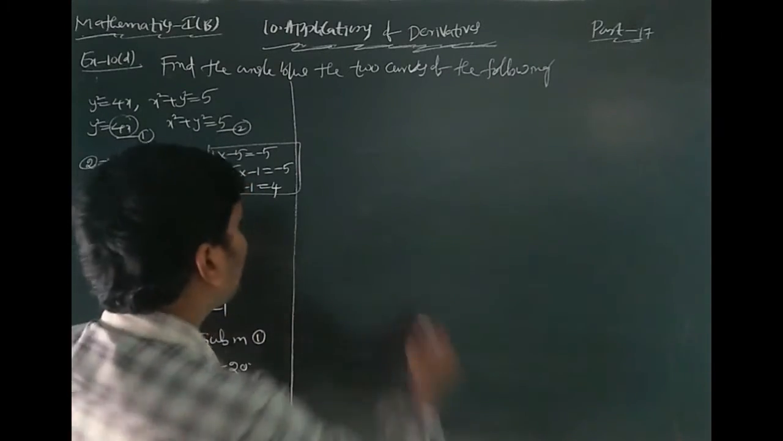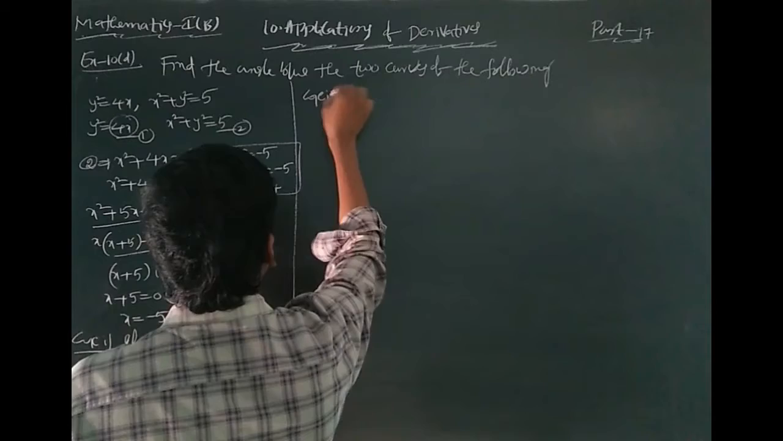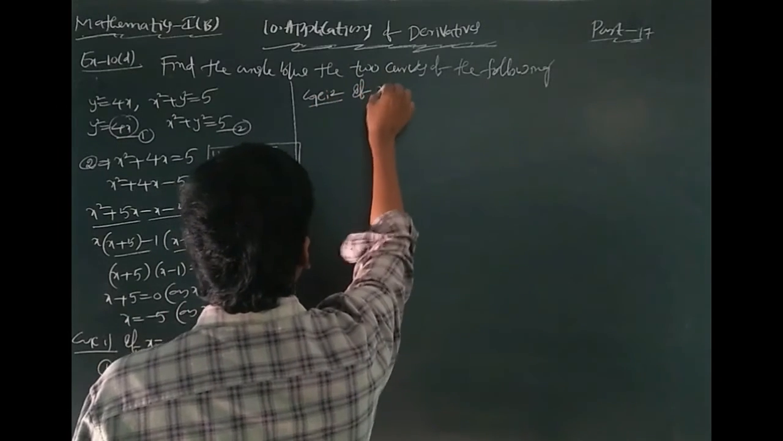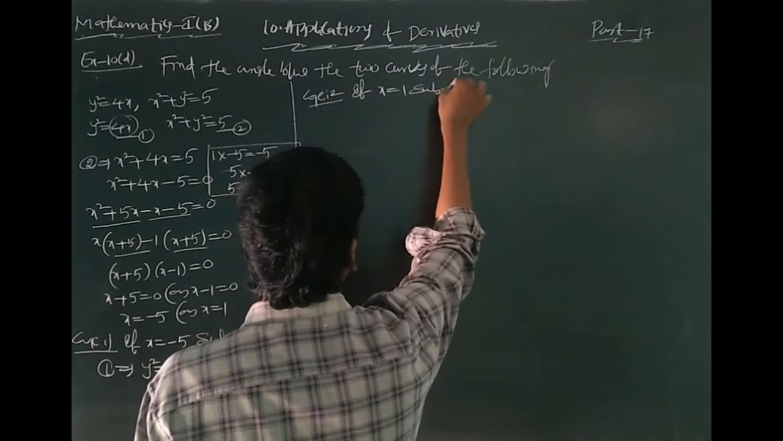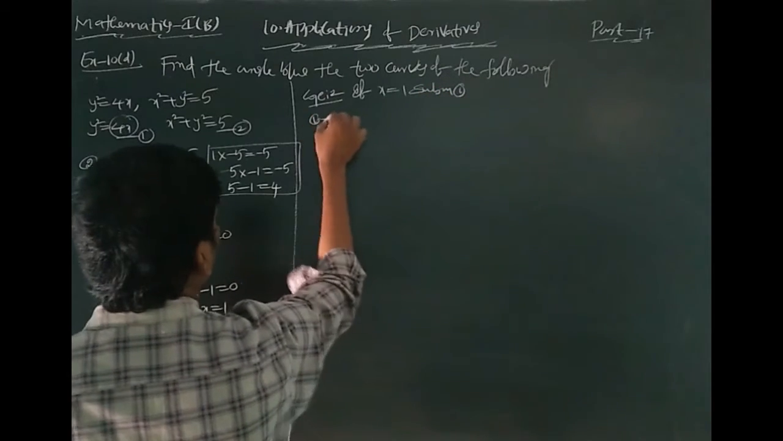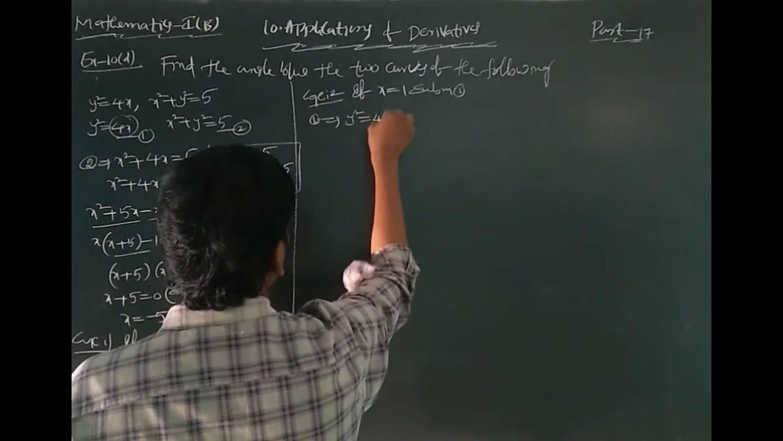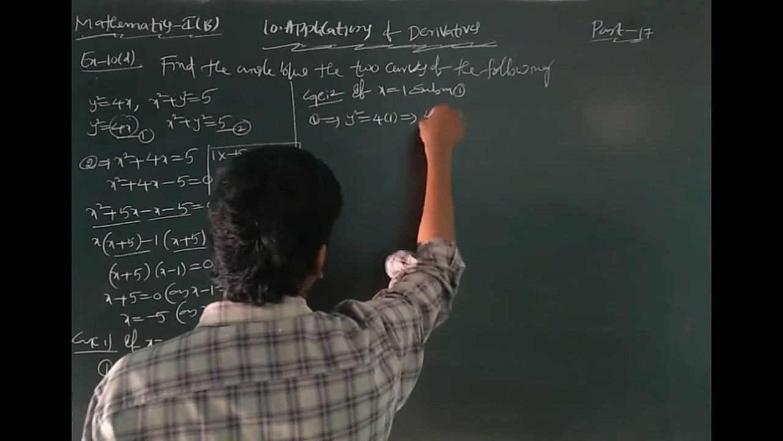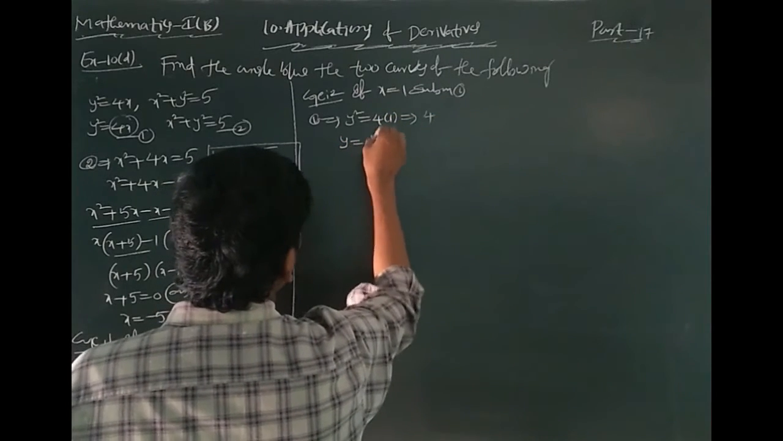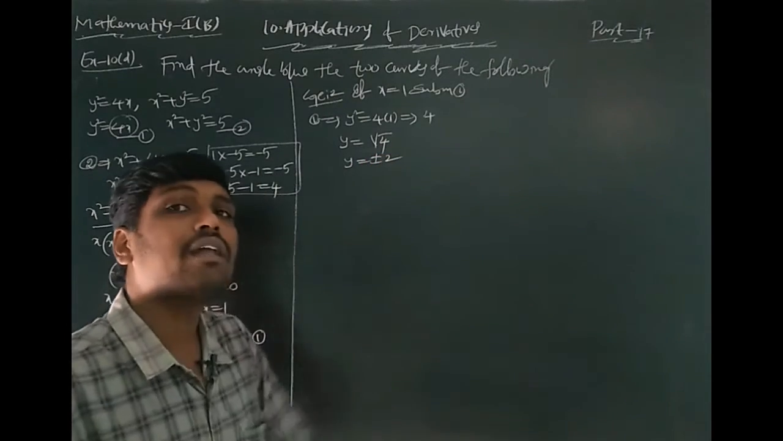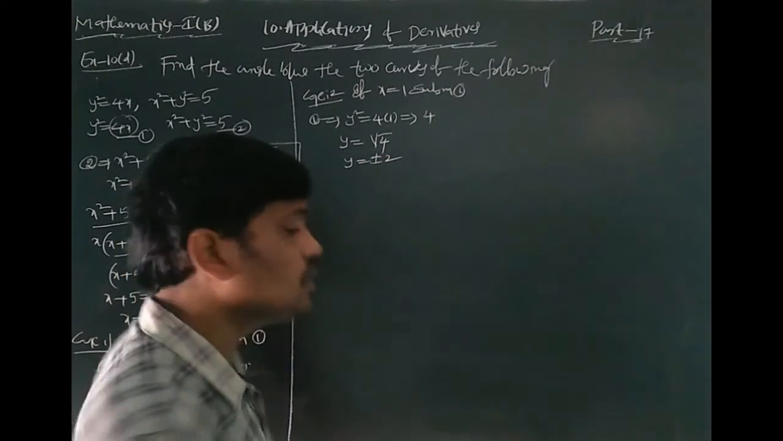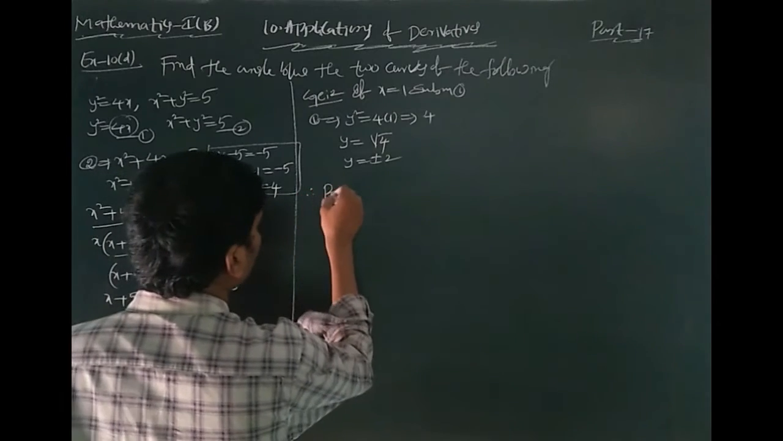Next, case 2. If x is equal to 1, substituting in equation 1 implies y square equal to 4 into 1, you can write 4. y is equal to square root of 4, y is equal to plus or minus 2. Square root of 4 is nothing but plus or minus 2. One point, they are 2 points.